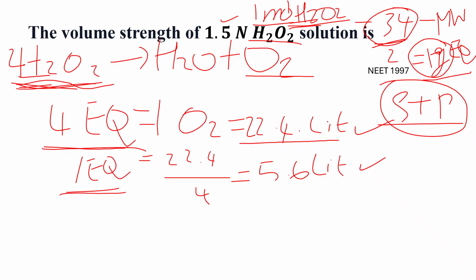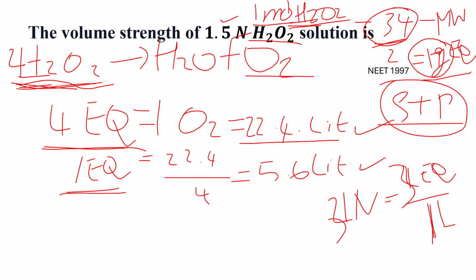1.5 normal of H2O2. What is meant by 1.5 normal, and what is the relationship between equivalent weight and normality? N means normal. Normal means normality. Normality is nothing but the number of equivalent weights. If you have one equivalent weight in 1 liter, it is 1 normal. If you have 2 equivalent weights in 1 liter, it is 2 normality. If you have 3 equivalent weights in 1 liter, that is 3 normality.